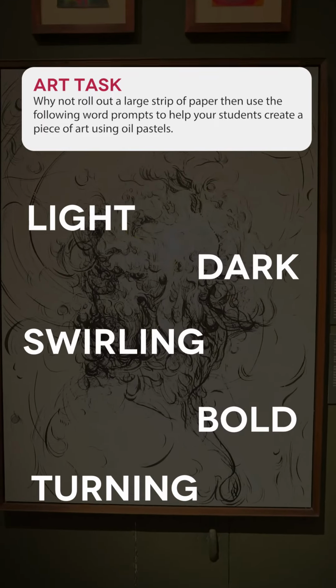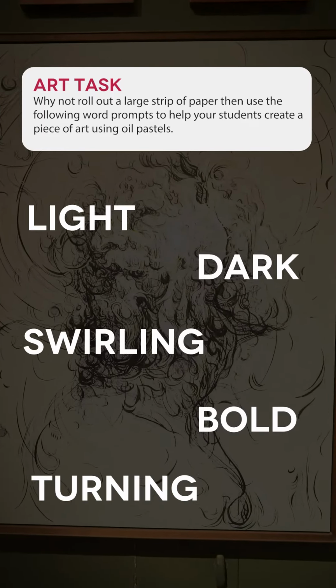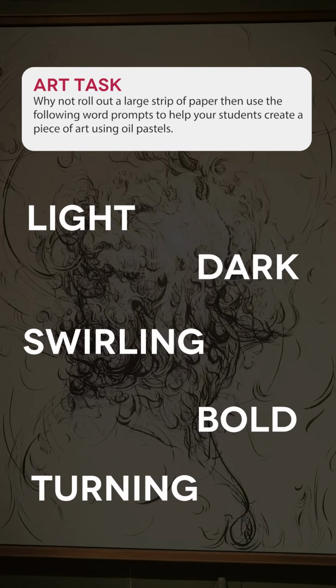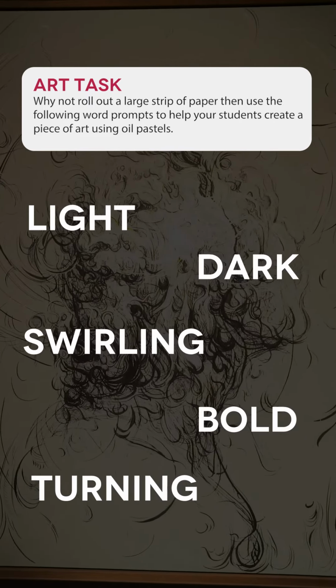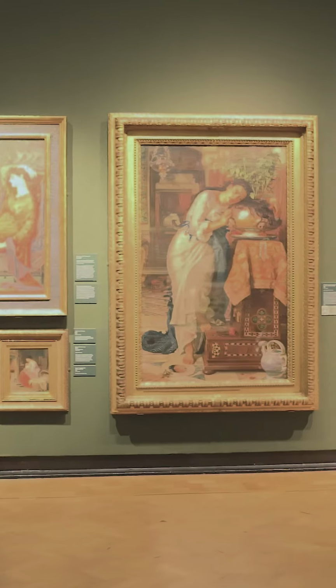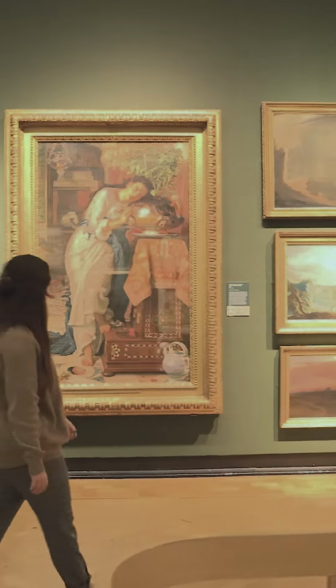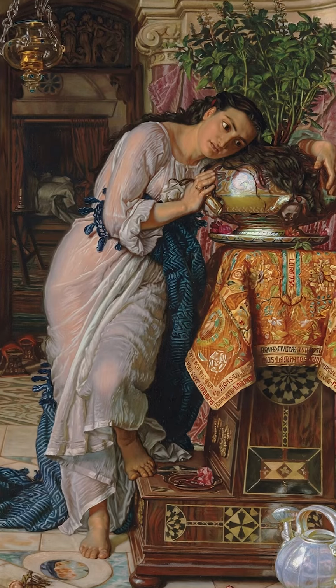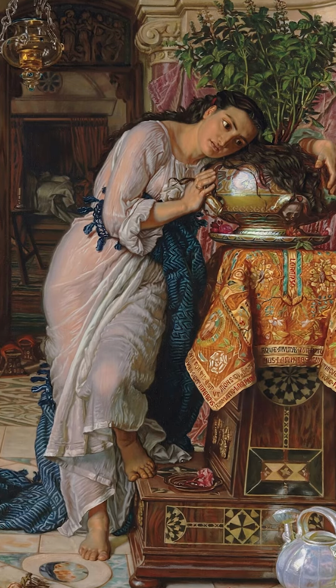You could do an art task with this painting. So you could roll out a large strip of paper, then use the following word prompts to help the children create a piece of art using oil pastels. Light, dark, swirling, bold, turning. Isabella and the Pot of Basil. When you arrive at the painting, ask the children to list the different textures in the image. You can then tell them the backstory of the painting.